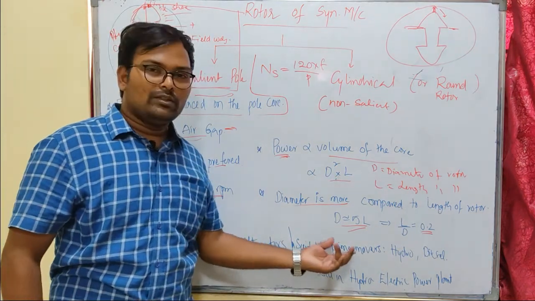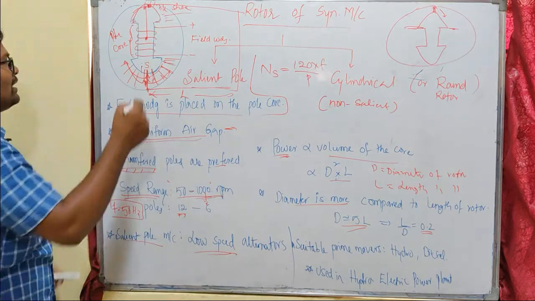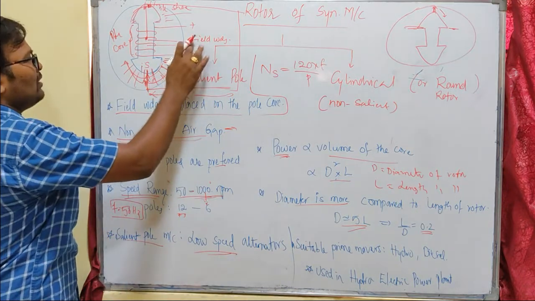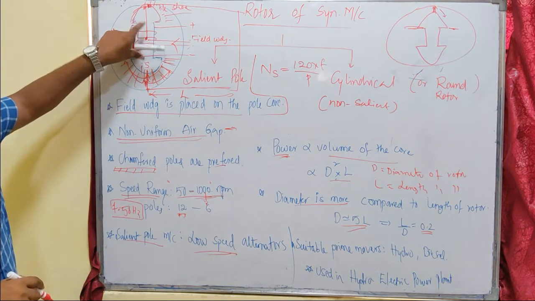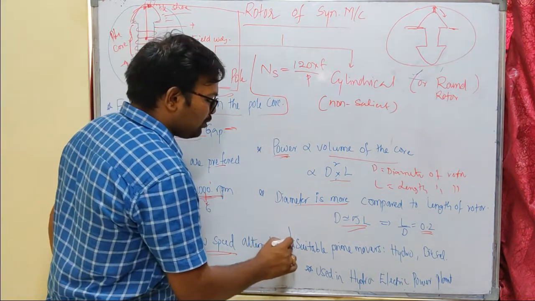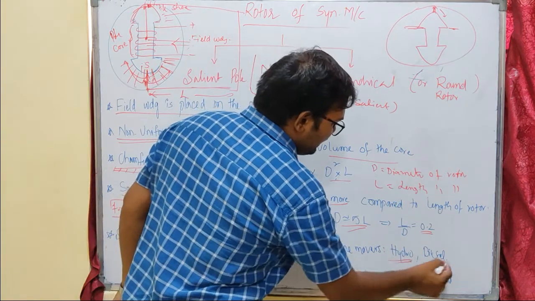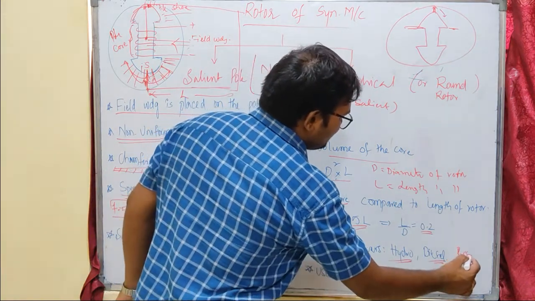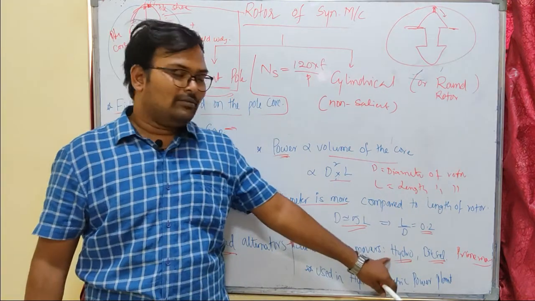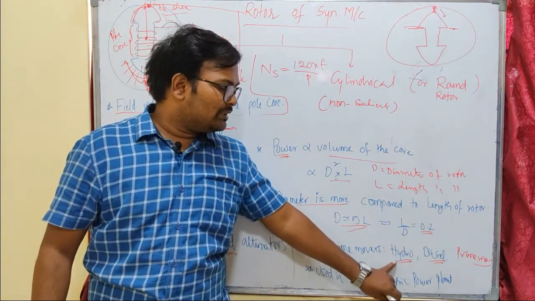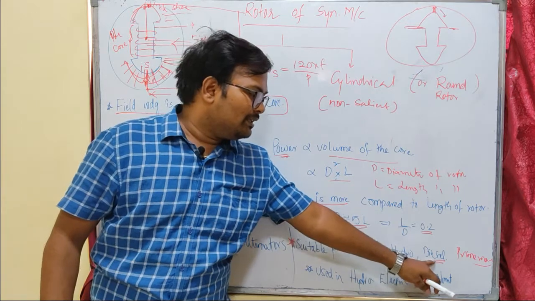They are the suitable prime movers to rotate these rotors, because this is a generator. We need to rotate the rotor, right? You already know that. So we rotate our rotor using a prime mover. The suitable prime movers for our salient pole rotor are hydro and diesel prime movers. Hydro means using water you rotate the salient pole rotor, and the other uses diesel power.